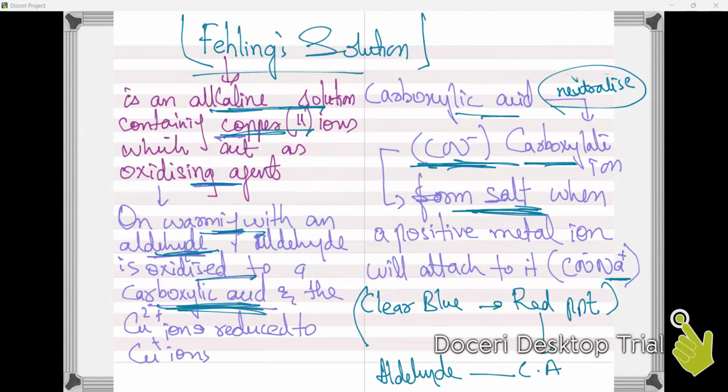Now, Fehling's solution is an alkaline solution containing copper 2 ion. It acts as an oxidizing agent. So what happens on warming with aldehyde? Aldehyde is oxidized to a carboxylic acid, and copper 2 ion is reduced to copper plus. The carboxylic acid will be neutralized to a carboxylate ion from a salt, and a positive metal ion will attach to it. From a clear blue solution, I'll be getting a red precipitate, a brick-red color kind of.